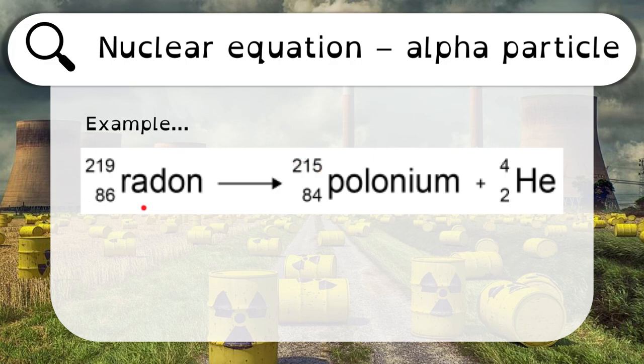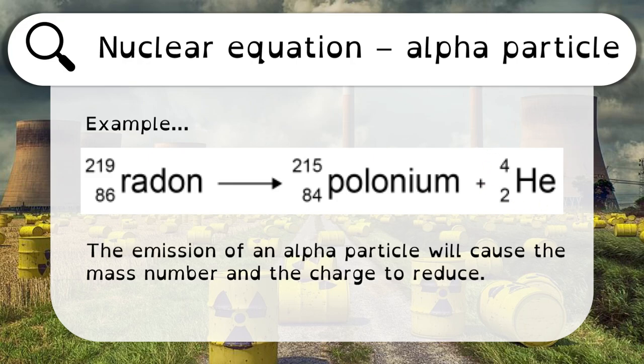Now, you're not expected to remember any of this, but you are expected to be able to solve them. And to solve them, you'll need to recall that alpha is 4 2 He. So the emission or release of an alpha particle will cause the mass number and charge to go down, just because this has a charge of +2.